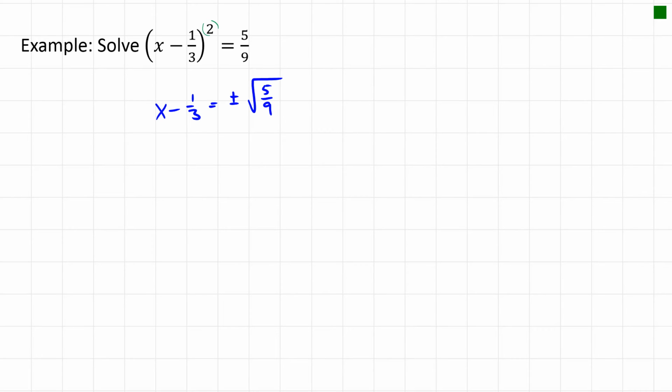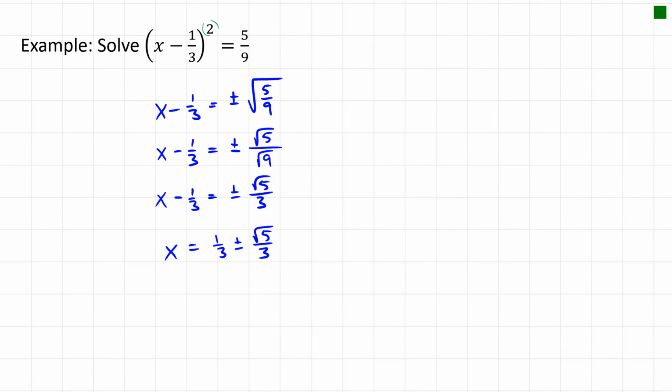Before I move that 1/3 over, I'm going to simplify this right-hand side because I see that it can be simplified pretty quickly. I'm going to split apart that square root just like we were doing when simplifying radical expressions, because I can see that the square root of 9 is going to be equal to 3. So this is x minus 1/3 equals plus or minus square root of 5 over 3. Now I'll add that 1/3 to each side. So I have x equals 1/3 plus or minus root 5 over 3.